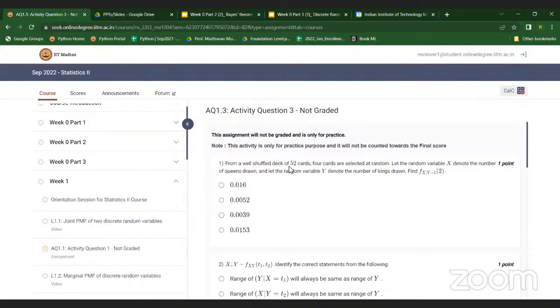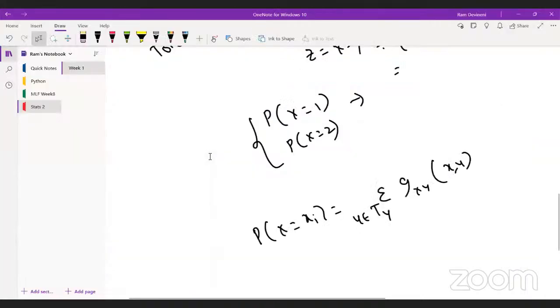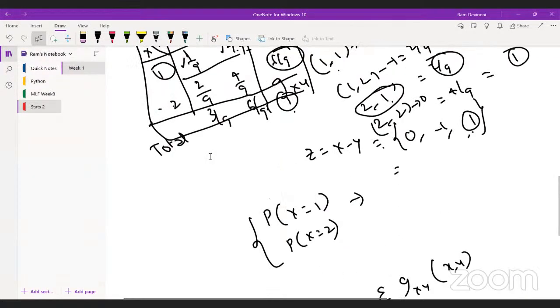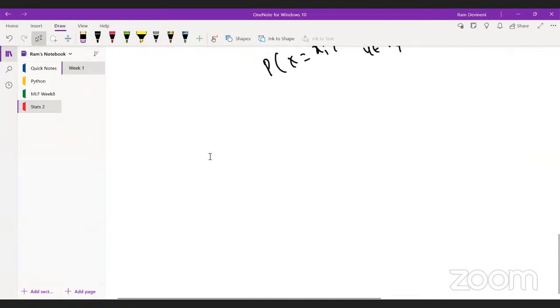So from a well shuffled deck of 52 cards, 4 cards are selected at random. Let a random variable x denote the number of queens drawn, and y denote the number of kings drawn. Now we come across this conditional. If you want me to discuss the conditional, I will discuss it. I won't get into formulas because formulas are not so difficult, but I will tell you what that basically means.